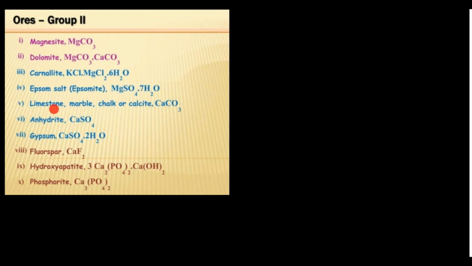And then you are having limestone, which is the source of calcium. Marble, chalk, calcite, everything, right? Lots of things are there to extract calcium. And then anhydrite is again there, which is nothing but calcium sulfate. And gypsum is a very important compound in the cement industry, which is a source of calcium. And there's fluorspar. You might have heard about fluorspar, which is commonly used for the extraction of calcium. And then you have hydroxyapatite and phosphorite. So these are the abundant ones, that's why their ores are given here, while others are actually rare.